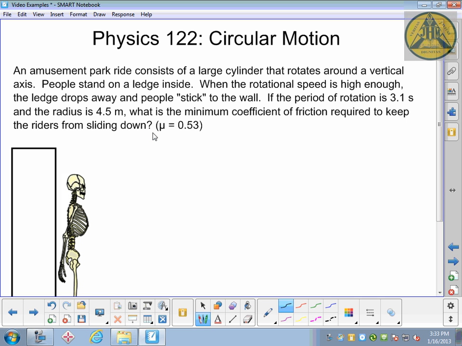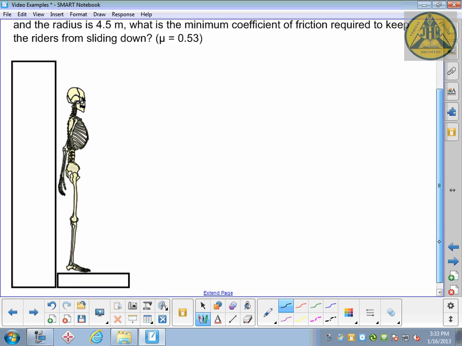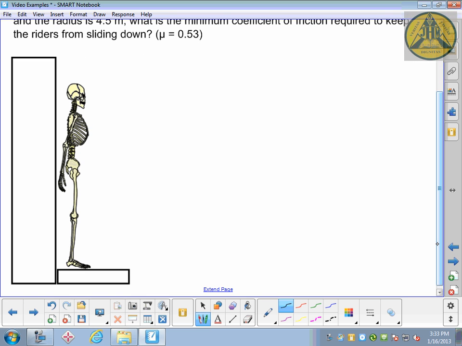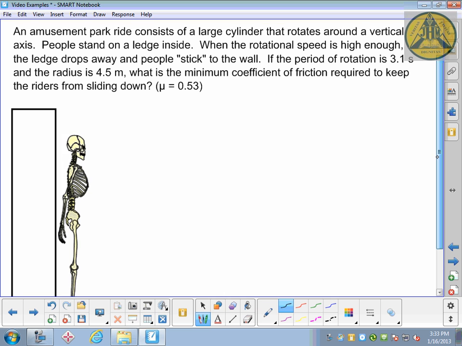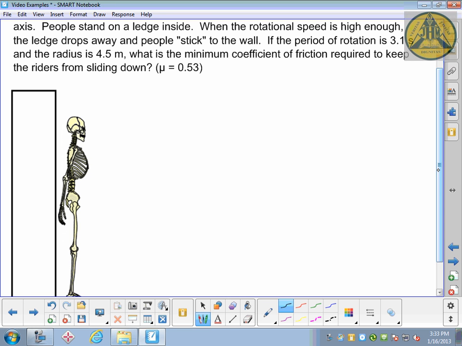People stand on a ledge on the inside, and that's the best picture I could find for people. So it's an X-ray machine. There they are standing on the ledge on the inside. When the rotational speed is high enough, the ledge drops away and people stick to the wall.